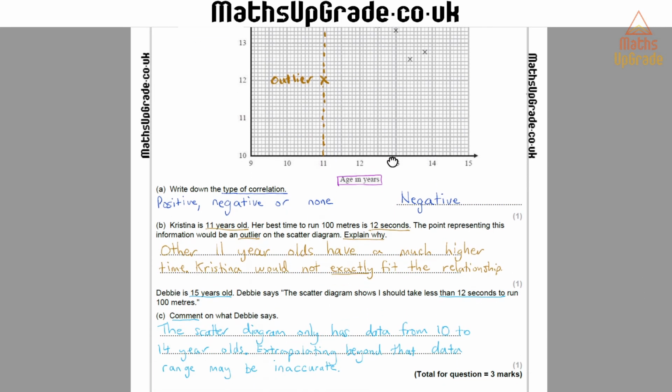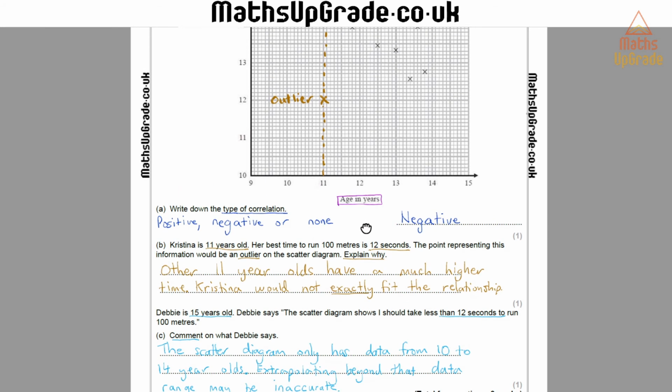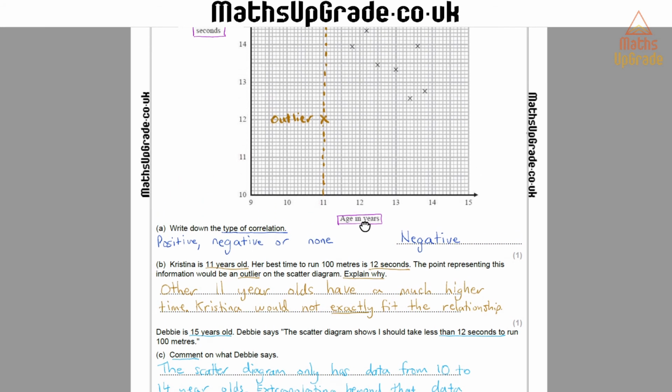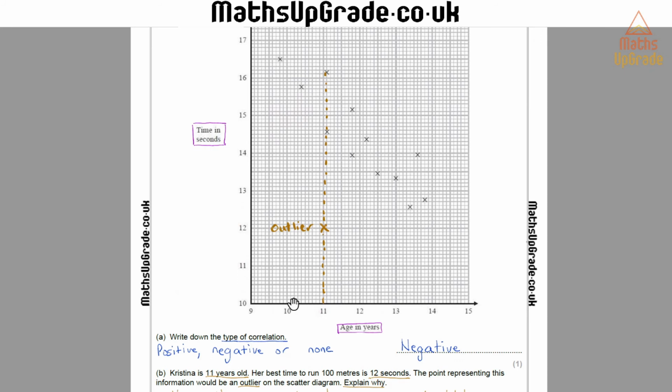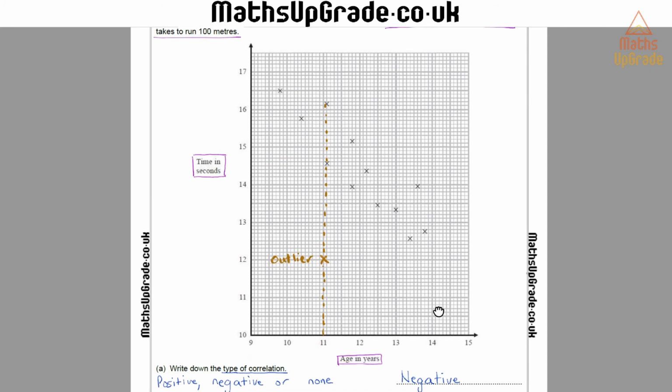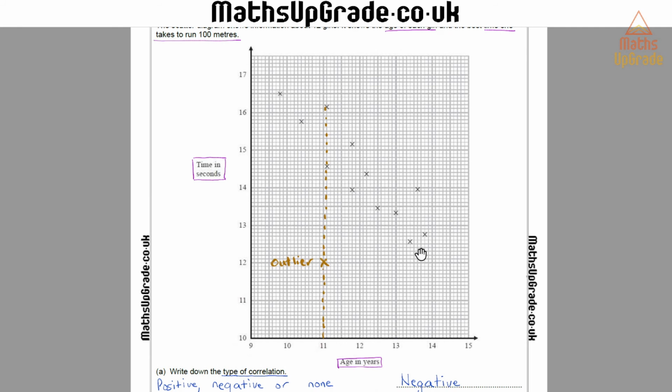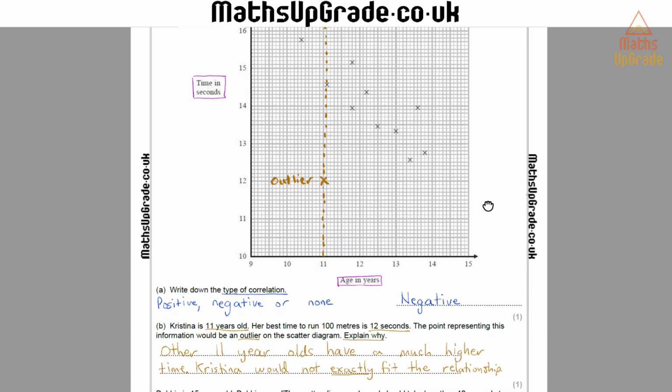In the next part of the question, for 1 more mark, we're told that Debbie is 15 years old. Debbie says the scatter diagram shows that I should take less than 12 seconds to run 100 meters. So you need to comment on what Debbie says. The problem with the data is that we've only got data from 10 years old to 14 years old. So if she's 15 years old, that's out of range of the data on the scatter diagram. So extrapolating anything beyond 14 years would be inaccurate. And that whole question was worth 3 marks.